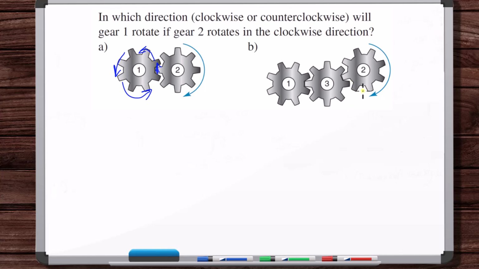Okay, now here we've got pulley 2 pushing pulley 3. Since this is rotating clockwise, pulley 3 is going to rotate counterclockwise, and pulley 3 is pushing pulley 1 to rotate in the clockwise direction.